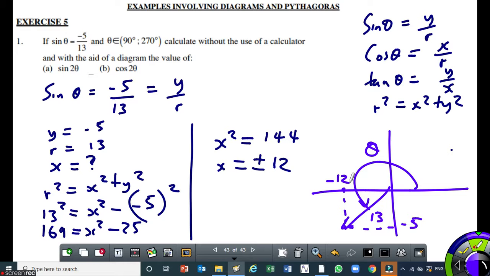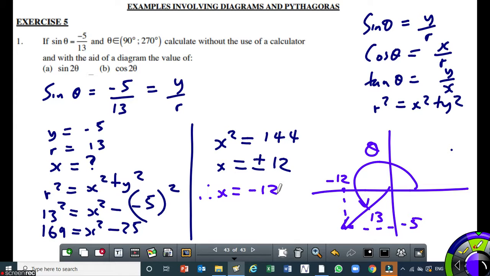Alright, so now let me answer those questions. I now have all the information. So here I can say, therefore, x is equal to negative 12. So let me find what sine 2 theta is. Now, because this is a double angle, I cannot use my previous knowledge from grade 10 and 11. I have to use the double angle that I've done now. So let's find what sine 2 theta is equal to. Can I carry on? Yes.